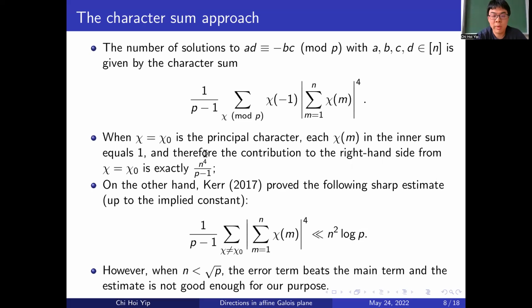So you just need to compare these two terms. But unfortunately, in our case, this is not the case because we are working in a case where n is less than square root p. You can see that this term is actually larger than this. So that means we have to use other tools to find the asymptotic formula for the number of solutions.